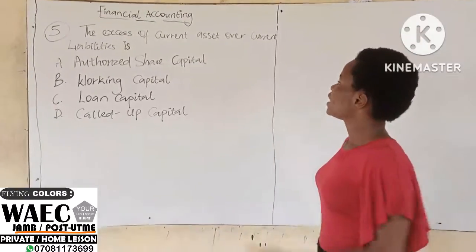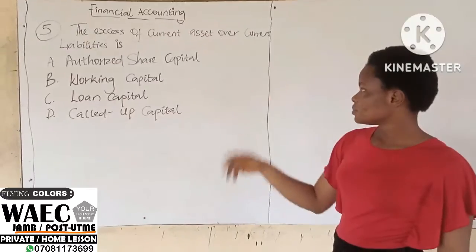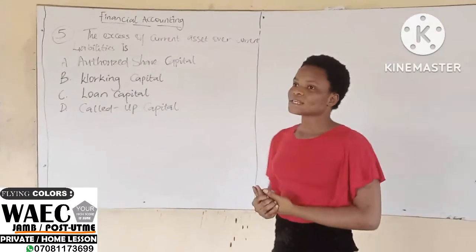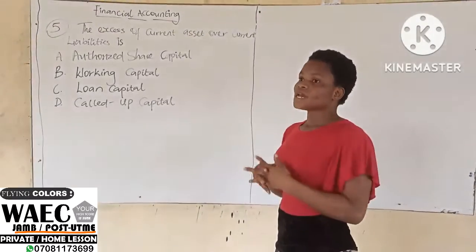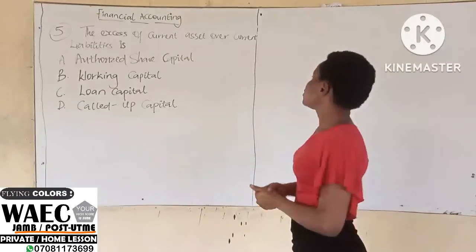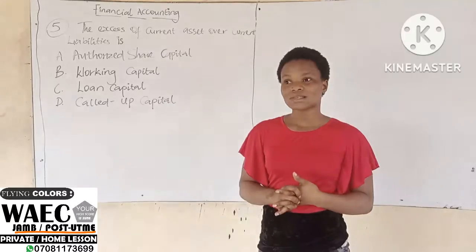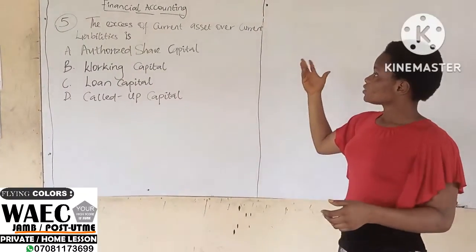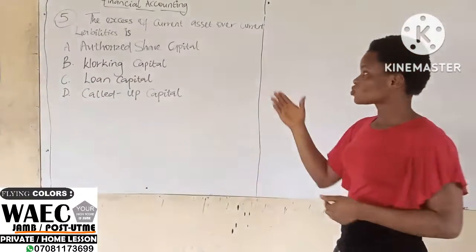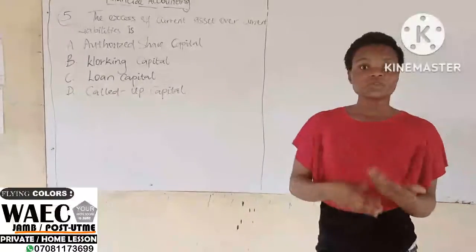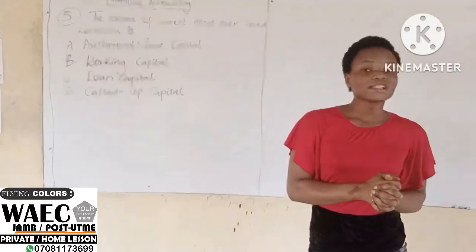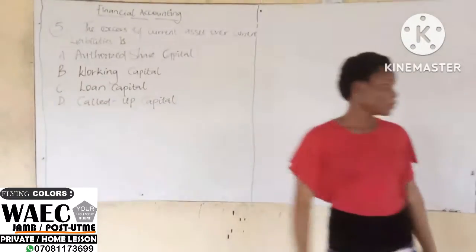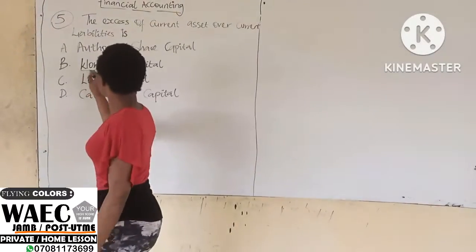We go over to number 5. The excess of current assets over current liability is dash. Current assets are assets that are used in the day-to-day running of the business. They are used to bring more capital or money to the business. While current liabilities are the money owed by the company to another company or individuals. So when the current asset is over the current liability, by looking at the question, we already know the answer. That is working capital. Why is it working capital? Because when the assets used in the day-to-day running of the business are more than what is owed by the company, then their capital is at work. So our answer here is working capital.